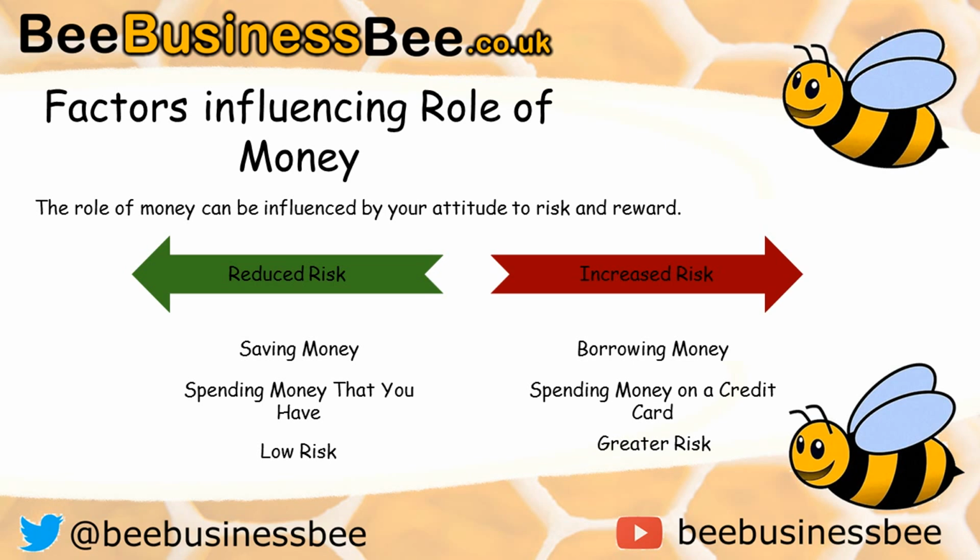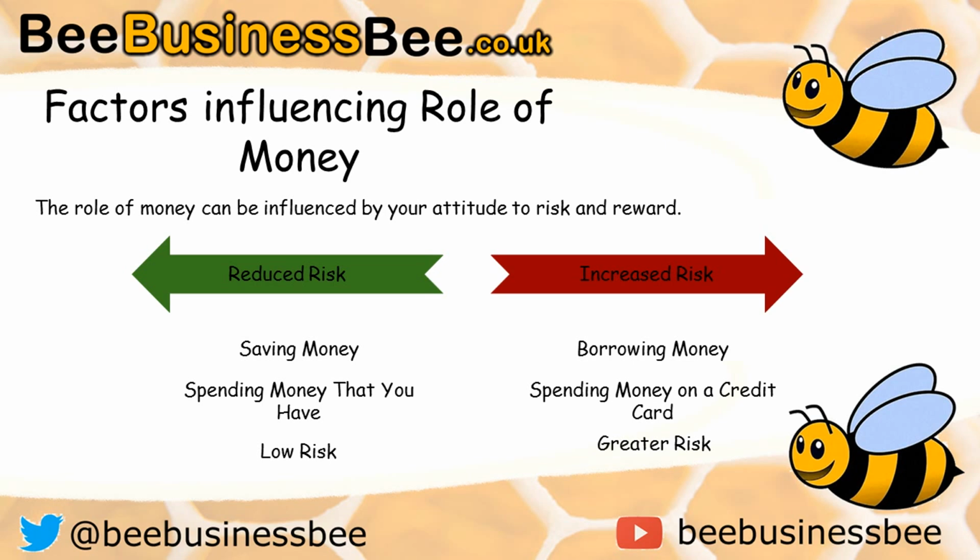Alternatively, an increased risk approach might be to borrow money, or it could be to invest the money you've got in the stock market, for example, because that's an increased risk: you're not guaranteed to get the same amount of money back that you put in. But, of course, for that risk that you may lose money, you may also make more money, so getting a greater return than saving the money in a bank.